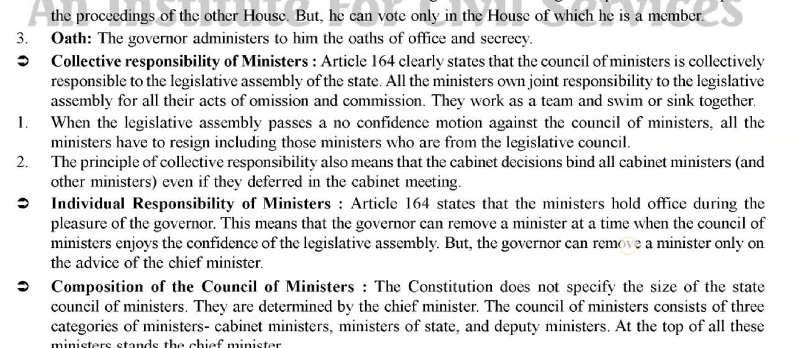Collective responsibility of ministers. Article 164 clearly states that the Council of Ministers is collectively responsible to the Legislative Assembly of the state. All the ministers owe joint responsibility to the Legislative Assembly for all their acts of omission and commission. They work as a team and swim or sink together. When the Legislative Assembly passes a no confidence motion against the Council of Ministers, all the ministers have to resign, including those ministers who are from the Legislative Council. The principle of collective responsibility also means that cabinet decisions bind all cabinet ministers and other ministers, even if they differed in the cabinet meeting.